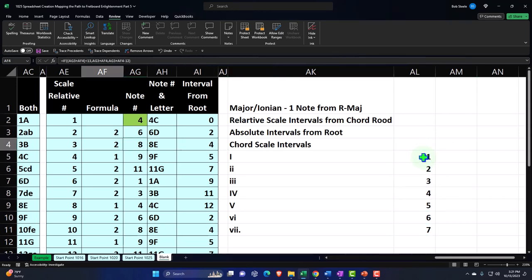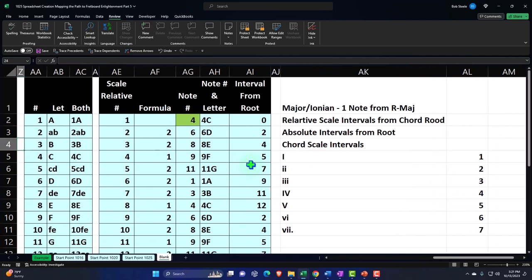Now over here, this table represents all of the notes, and this table represents us pulling, according to our formula, whole, whole, half, whole, whole, whole, half, just the notes in the scale. So we're looking at these notes in the scale, down from 4 to 3. So we want to bring those over here.